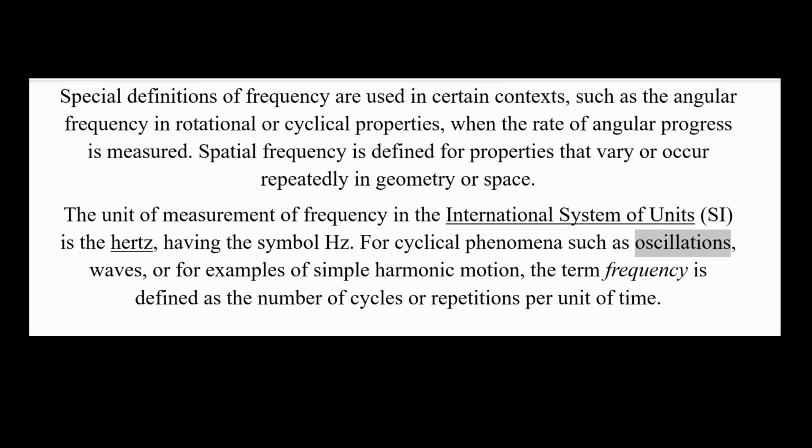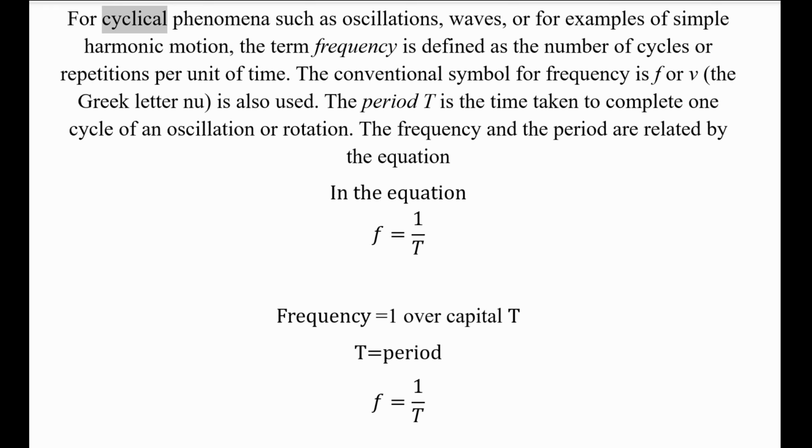For cyclical phenomena such as oscillations, waves, or examples of simple harmonic motion, the term frequency is defined as the number of cycles or repetitions per unit of time. The conventional symbol for frequency is F, or nu, the Greek letter nu, is also used. The period T is the time taken to complete one cycle of an oscillation or rotation. The frequency and the period are related by the equation F equals 1 over capital T, where T equals period.